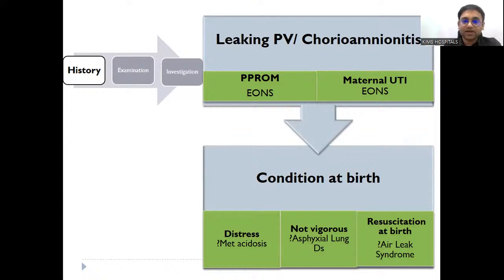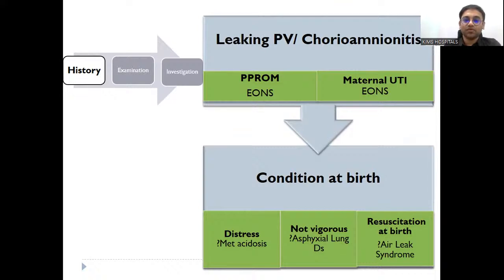And the condition at birth: in any baby who has respiratory distress, a prolonged delivery can cause metabolic acidosis, and elevated lactate level can present as distress. Babies delivered with birth asphyxia can have asphyxia-related lung injury. And any baby who needed resuscitation at birth can present with air leak syndrome.